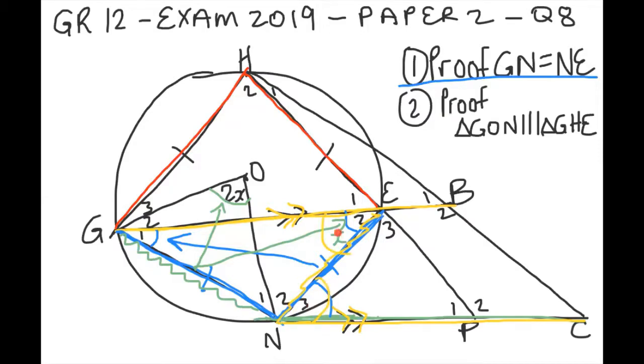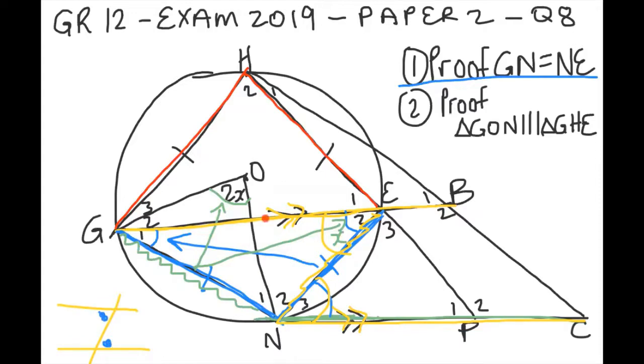So this angle over here will equal this. Let me just draw it separately. You have the two parallel lines, and you have this angle here. That means this angle in the corner will equal that angle over there. So that is what I have here.